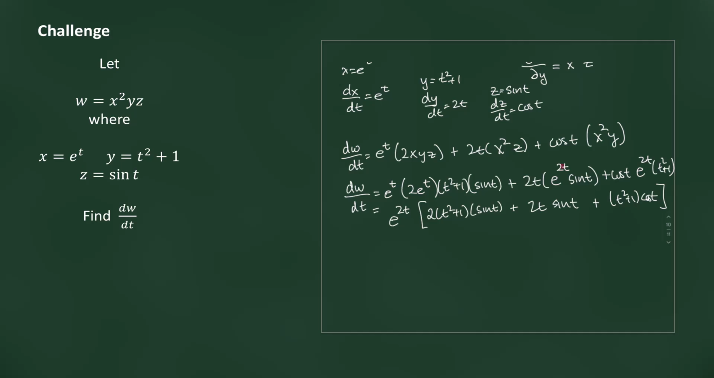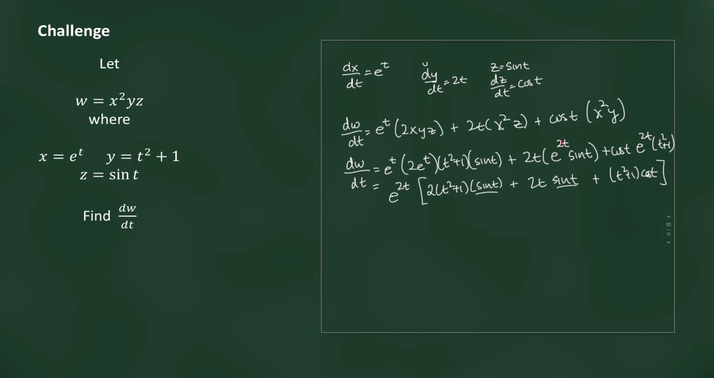And if we want, we can combine a little bit more because we have a sine of t inside of both of these. This is not really necessary, but if you want to, you can rewrite this as e to the 2t times, we'll write this as 2t squared, I'm now distributing this in here and adding it with this, plus 2t plus 2, times the sine of t, plus t squared plus 1 times the cosine of t.